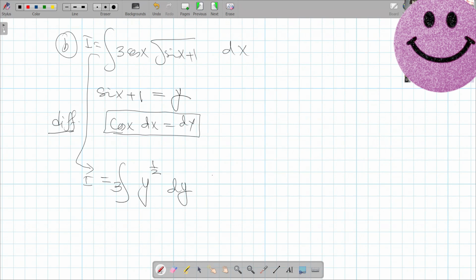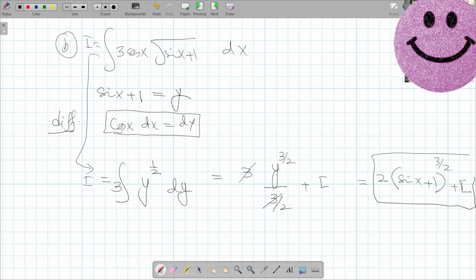So the antiderivative will be y to the power 3 over 2 divided by 3 over 2, plus constant. And this 3 will be cancelled, and this will be 2 times y raised to the power 3 over 2. And y is equal to sin x plus 1, so let's back substitute here: 2 times (sin x plus 1) raised to power 3 over 2 plus constant of integration. This is the required antiderivative. Do you have any questions?